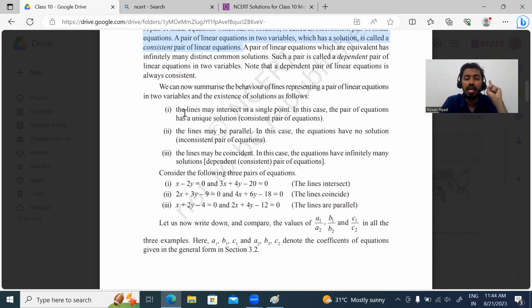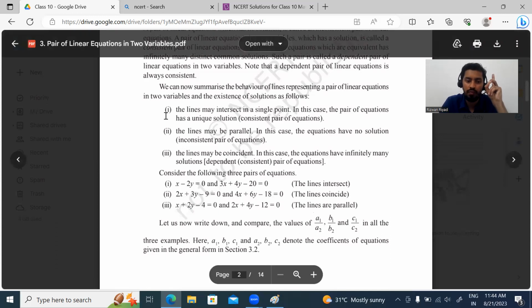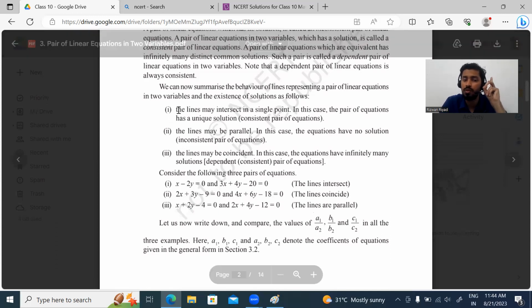First one, the lines may intersect in a single point. In this case, the pair of linear equations has a unique solution, and it's a consistent pair of linear equations. Consistent we already explained. Consistent means at least one solution. So here, what is the situation? The lines may intersect in a single point. I told you that we have three possibilities. This is the first possibility.